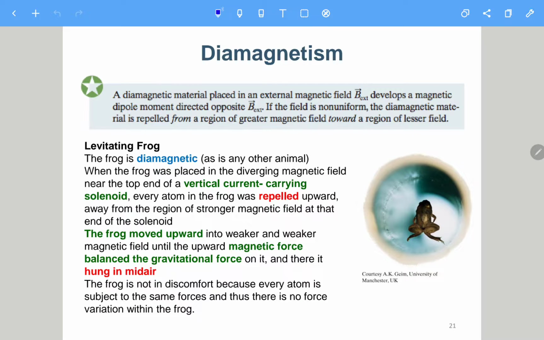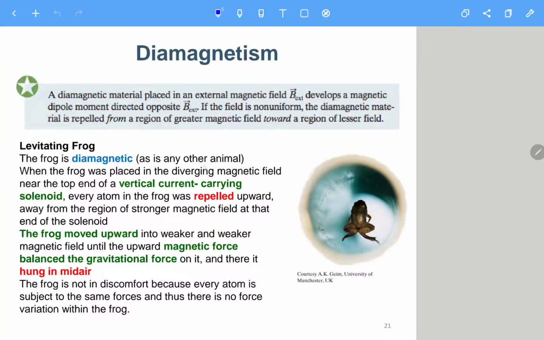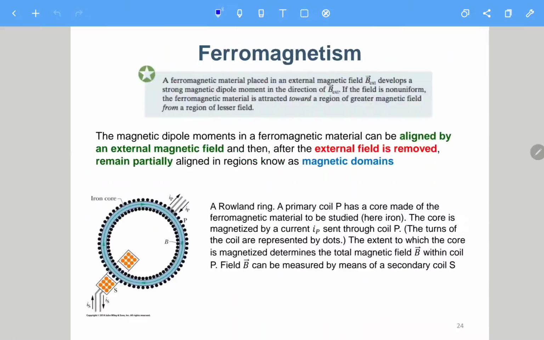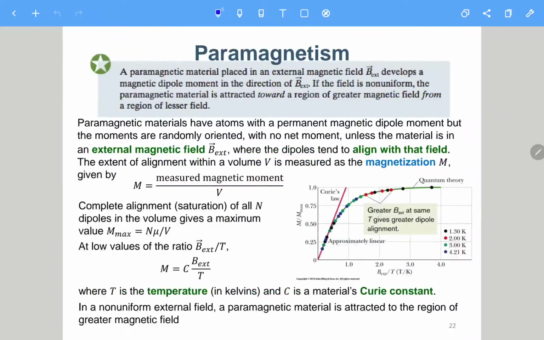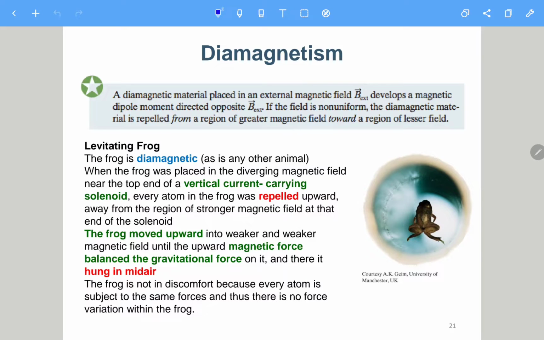At the end of chapter 32, we still have some phenomena to introduce. So actually, we'll introduce diamagnetism, paramagnetism, and also ferromagnetism. So actually, there are three types of magnetic material. Here first, we introduce diamagnetism. So this is the definition.